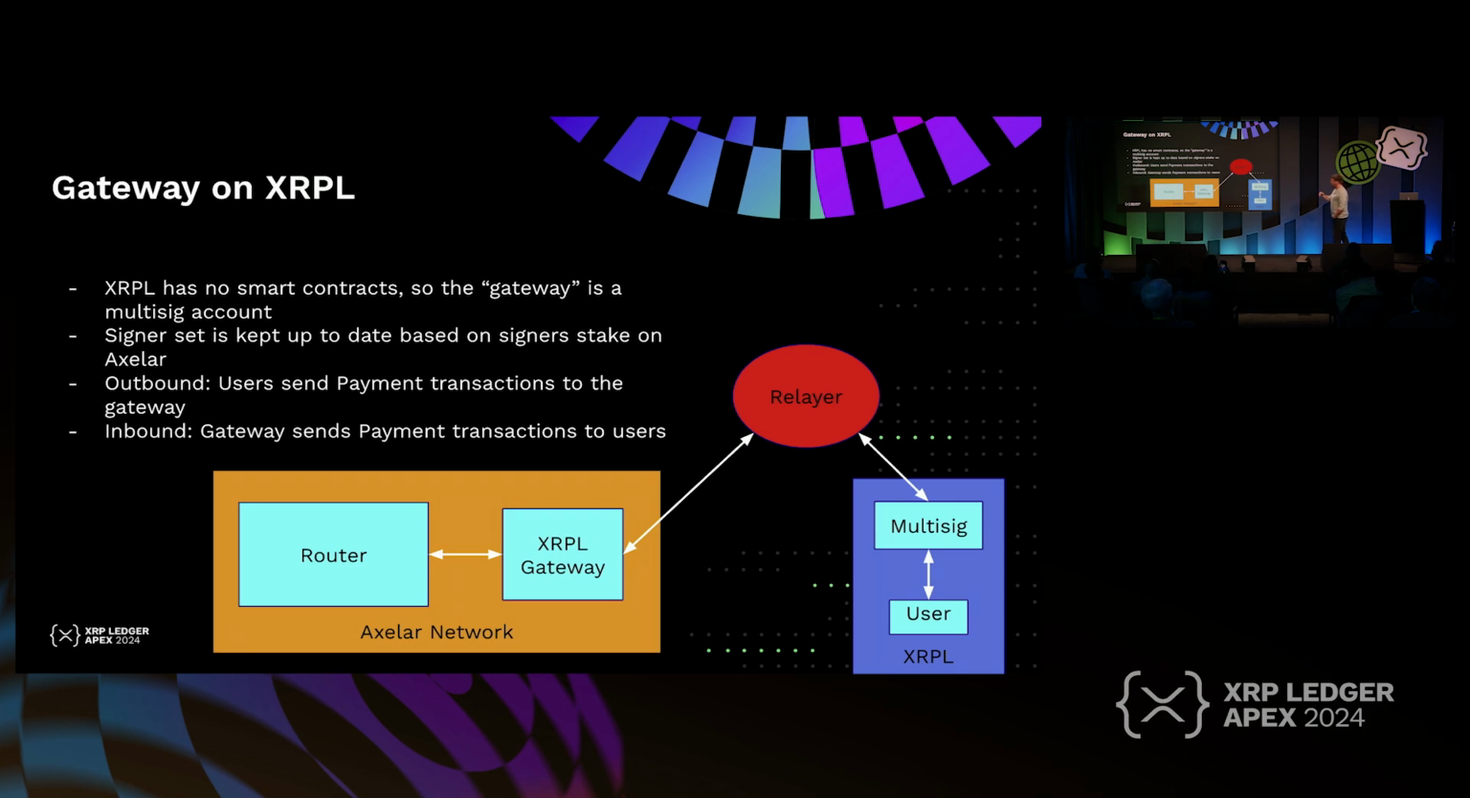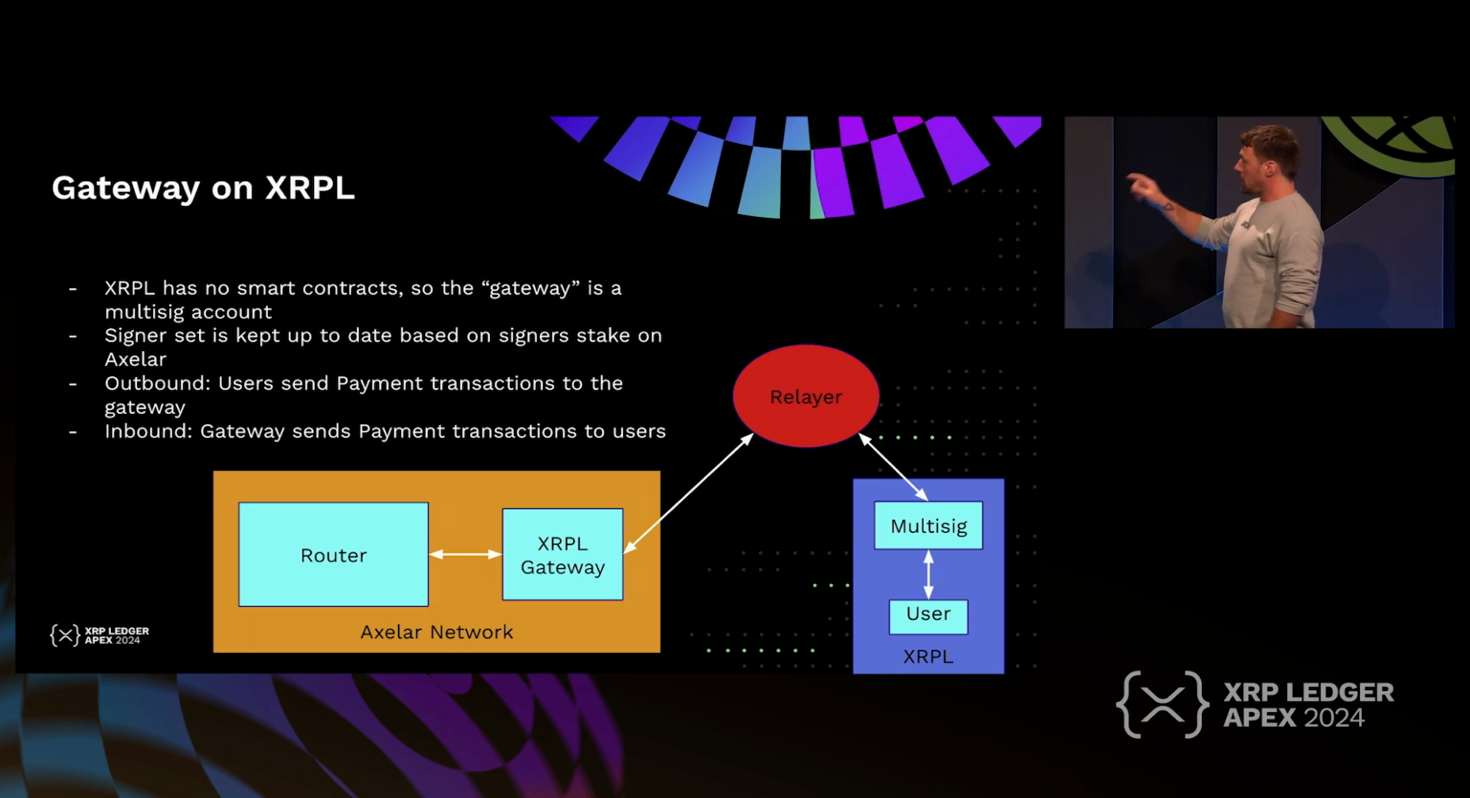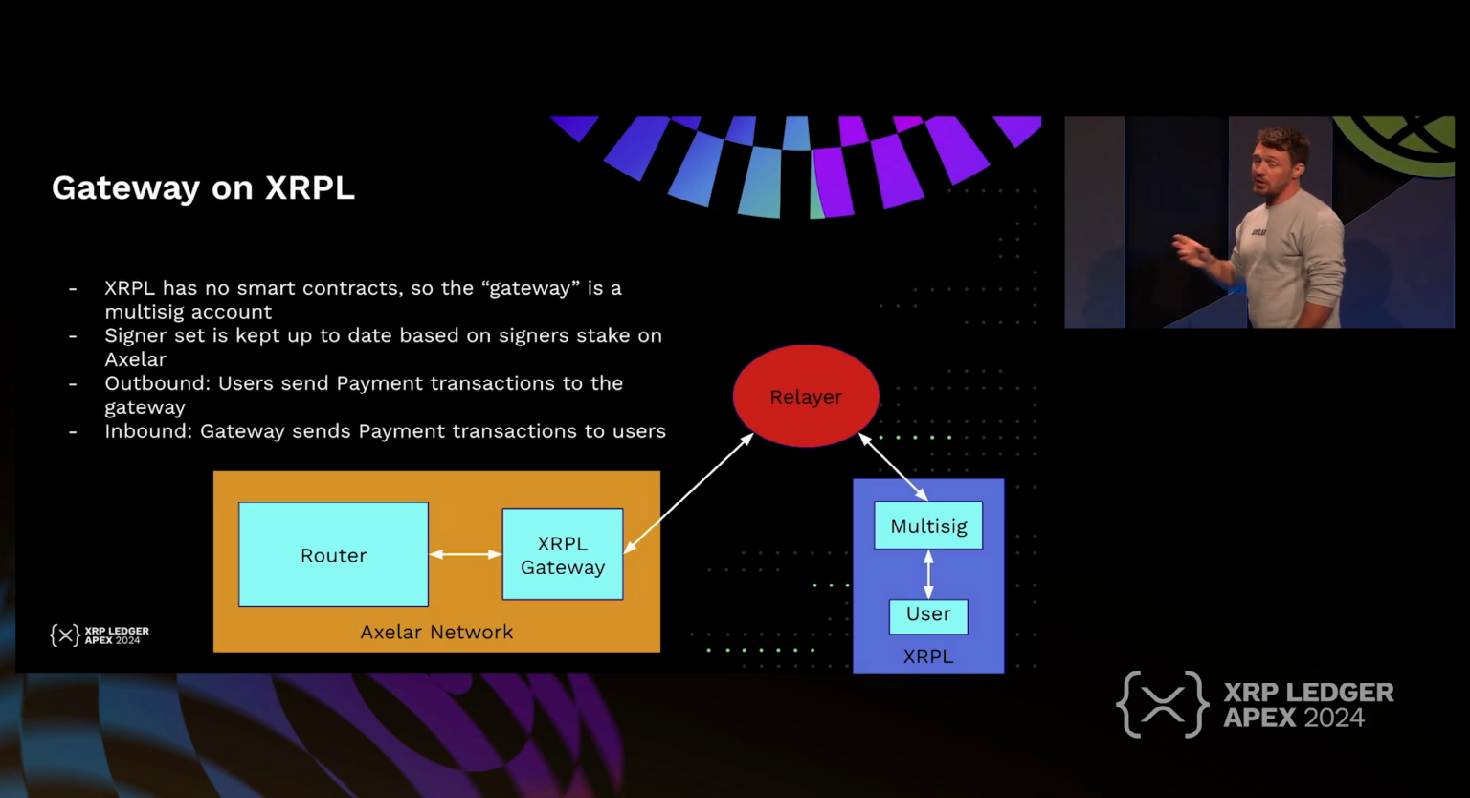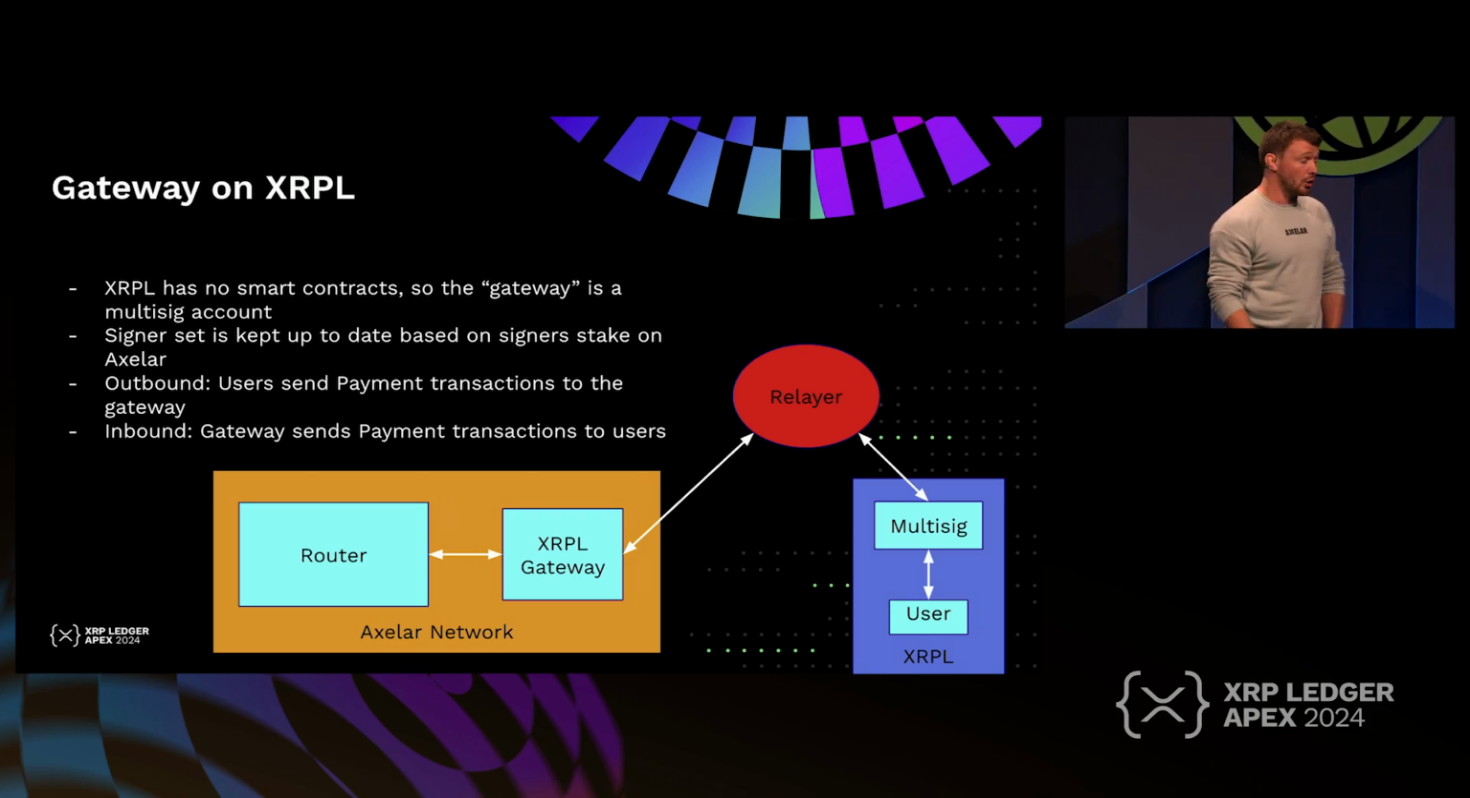And basically, the user will send a payment transaction to the multi-sig account, and that's just treated as the gateway and picked up and relayed through the Axelar network. And then coming to XRP Ledger, the multi-sig account sends payment transactions to the user.